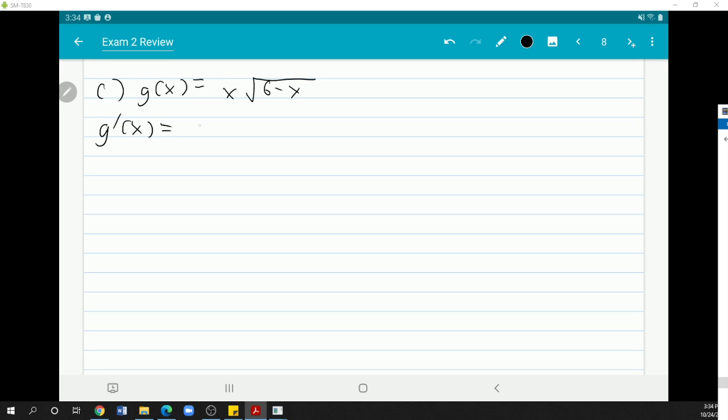g prime of x is equal to first times derivative of the second. So I'm going to go through this really quickly, but that's going to be minus x over 2 root 6 minus x. And that just comes from the fact that this is x times 6 minus x to the 1/2. So I use that together with chain rule. Plus second times derivative of the first, which is just regular old square root 6 minus x.